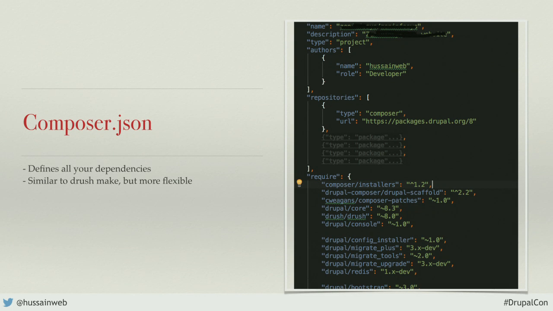Composer can figure out where all the modules are. So we ran Composer require Drupal/PathAuto earlier. The reason it could find Drupal/PathAuto was because of this repository. If you don't include that, it won't be able to find it because it's probably not on the main packages repository. It'll just tell you that it can't find a package called Drupal/PathAuto.